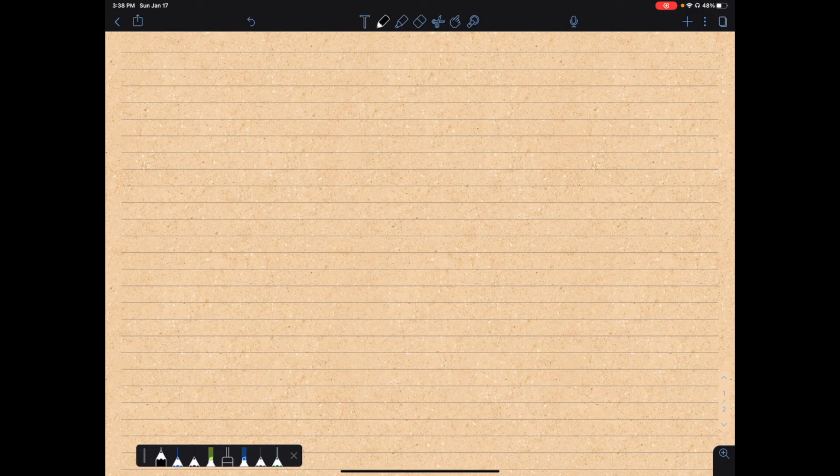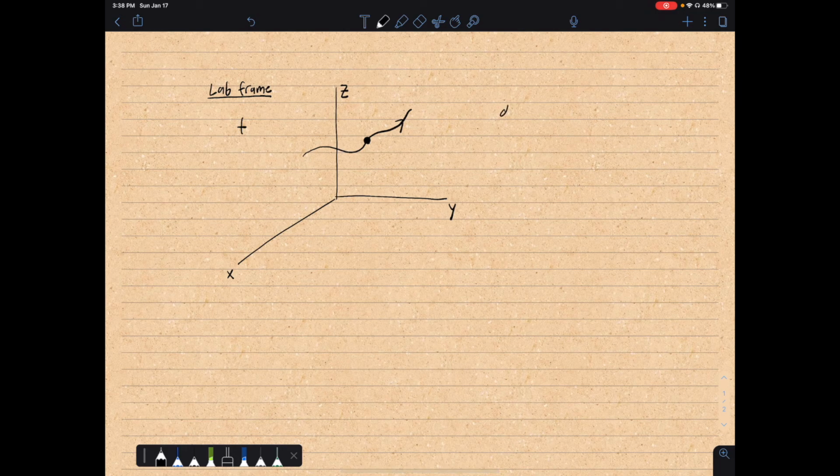So to get started, I'll draw a lab frame coordinate system that has three spatial coordinates, x, y, z, and a time t. Here's a particle in this frame that's moving along following some trajectory. And at the moment in time captured here, it has a velocity v.